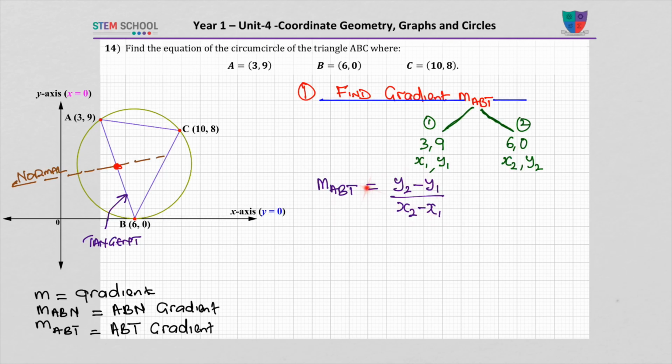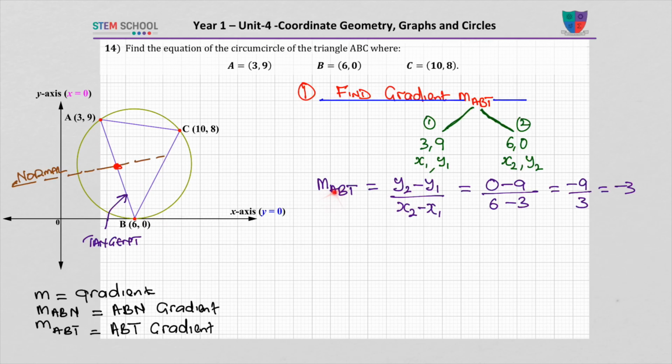To find a gradient is the difference in y over difference in x. So this is the general formula for finding the gradient. So we have to say y2 minus y1, that means difference in y, over x2 minus x1, this is difference in x. And we need to plug in these values and find the gradient of AB tangent. So this line here, we need to find its gradient.